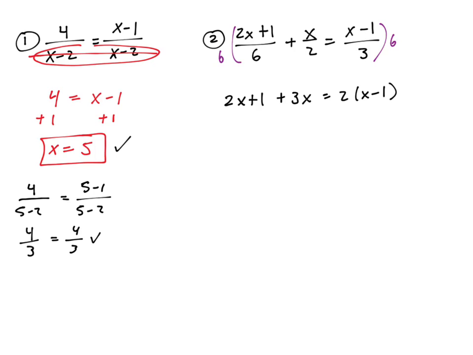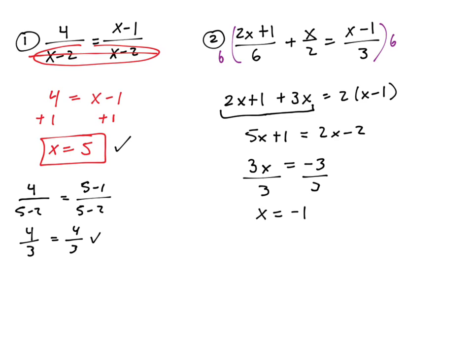Ideally what we're going to do now is, since we're done with the denominators, we just want to solve. So here we'll combine our like terms. This is 5x plus 1 equals, let's distribute, 2x minus 2. Bring the 2x over, this becomes 3x. Subtract the 1 equals negative 3. Divide by 3, we get x equals negative 1. So now we just need to check for extraneous, so we would plug this back in.